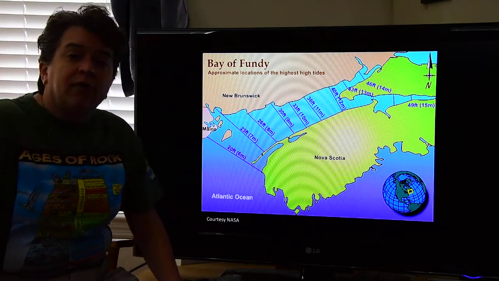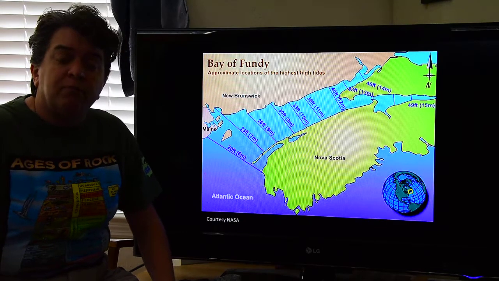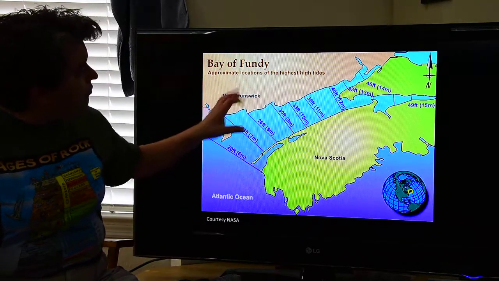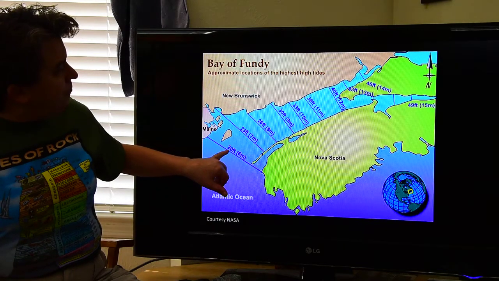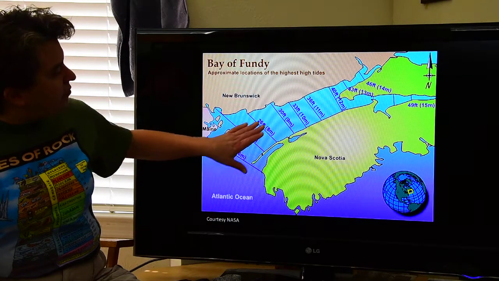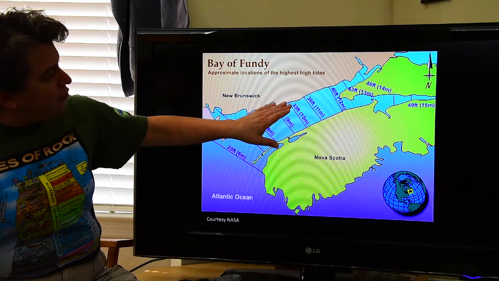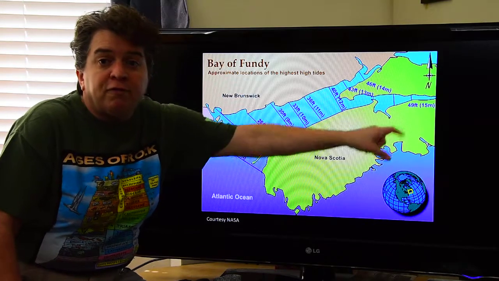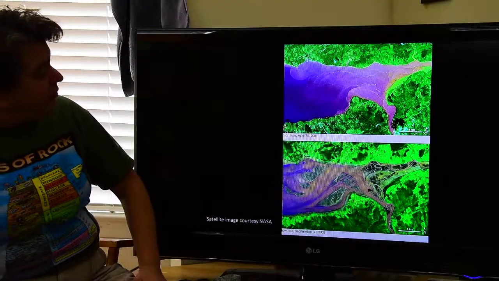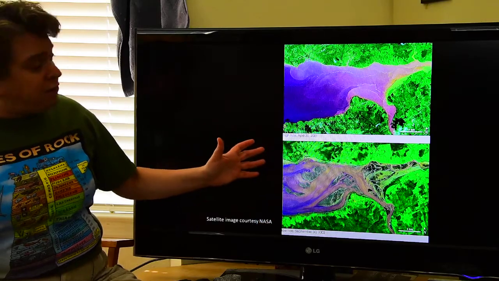But the place in the world that has the biggest extreme between low tide and high tide is the Bay of Fundy. And this is giving you the highest tides. So the fluctuation between high and low tide can be as much as almost 50 feet in some areas. And so we can see that in this satellite image.